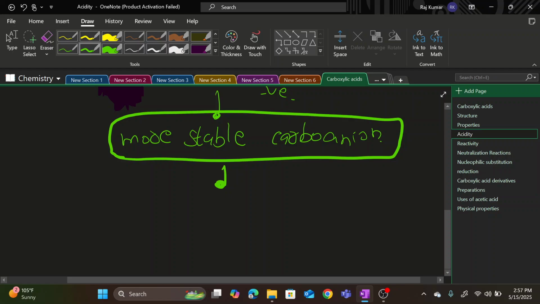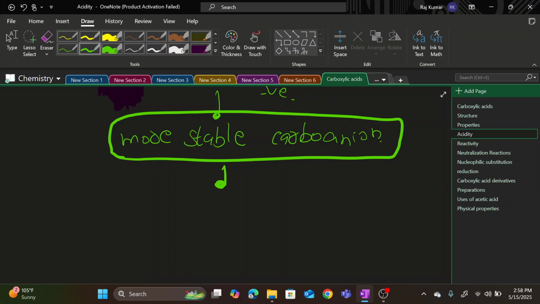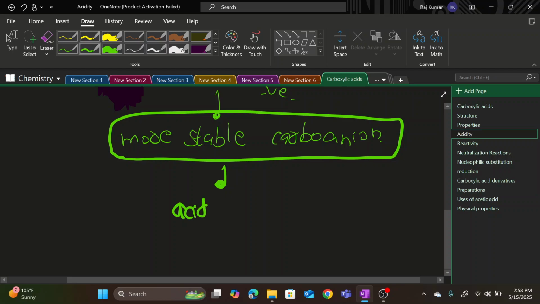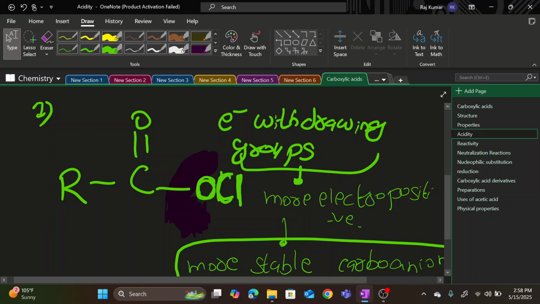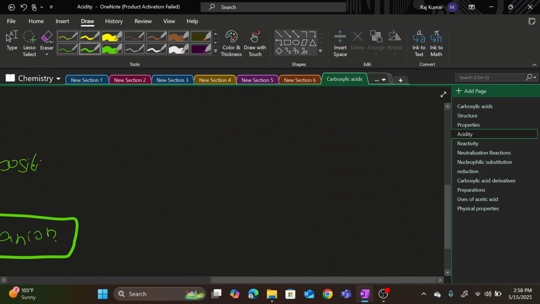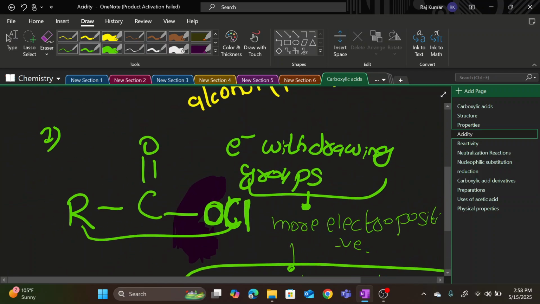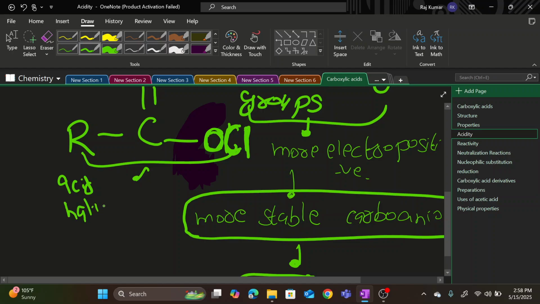And that more stable carbanion can easily give away its proton. When the carbanion is more stable, it gives its proton, or the positive agent, more easily. It is due to this reason that acidity increases whenever I give an electron withdrawing group to a carboxylic acid. For example, this is an acid halide, and an acid halide is 100 times stronger than a carboxylic acid. This is worth considering.